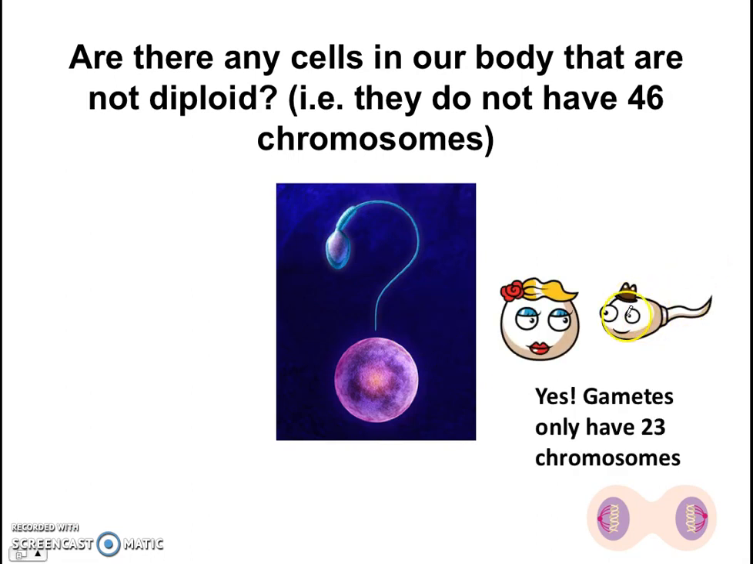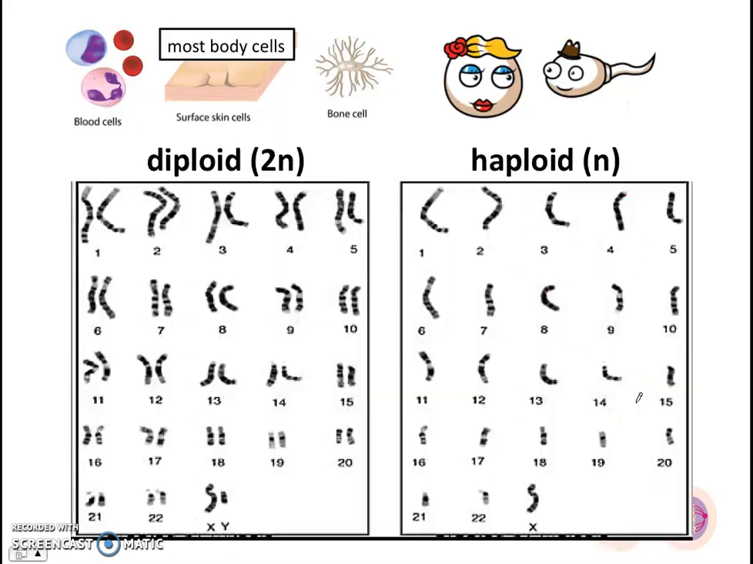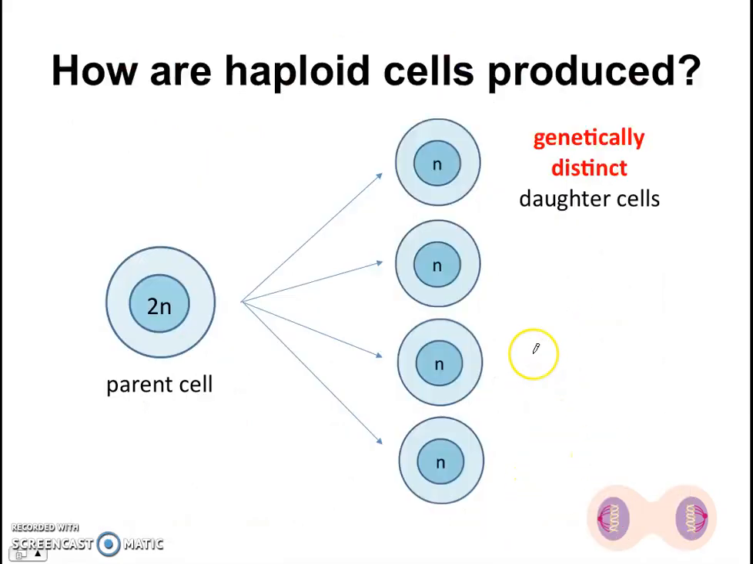Because it is the sperm cells and the egg cells in our body, or more generally the gametes, the sex cells, which are not diploid. They are haploid, and they contain half the number of chromosomes. So in the case of humans, half the number is 23 chromosomes. So here's a quick comparison. While most of the body cells in humans are diploid with 46 chromosomes, our gametes are haploid with only 23 chromosomes. Now, how are these haploid cells produced?